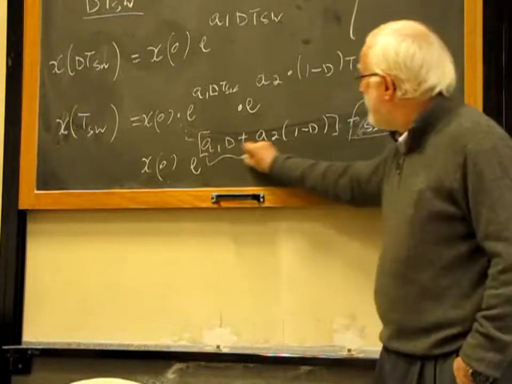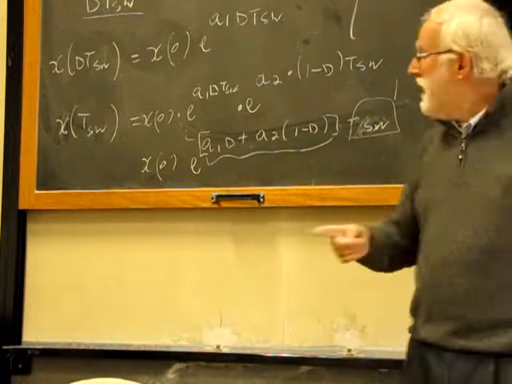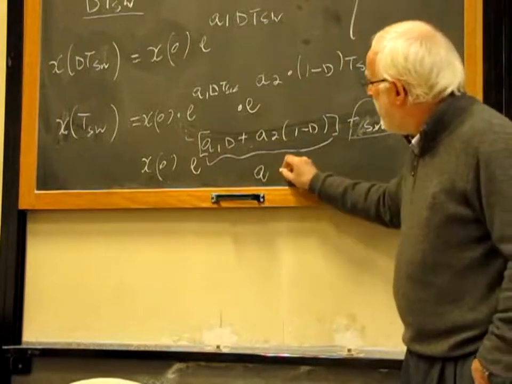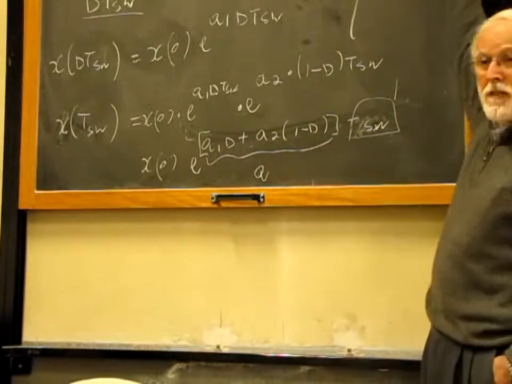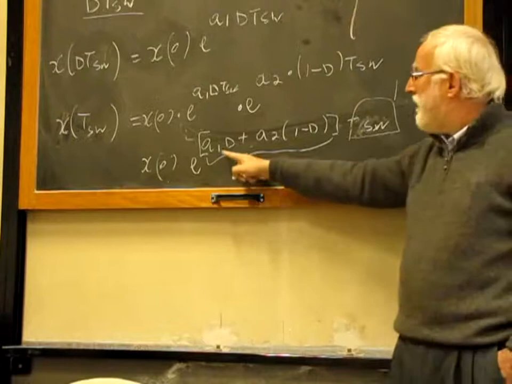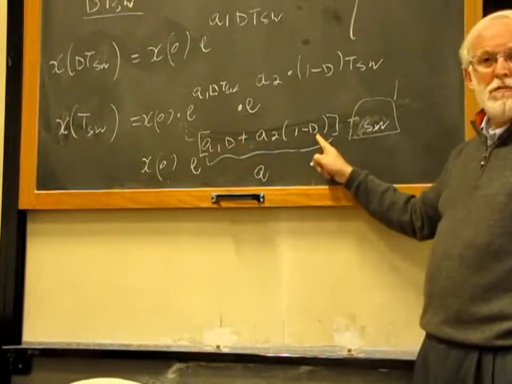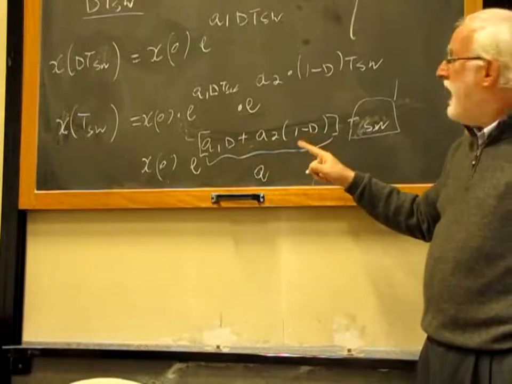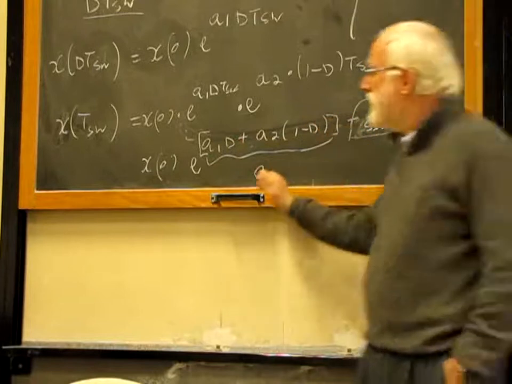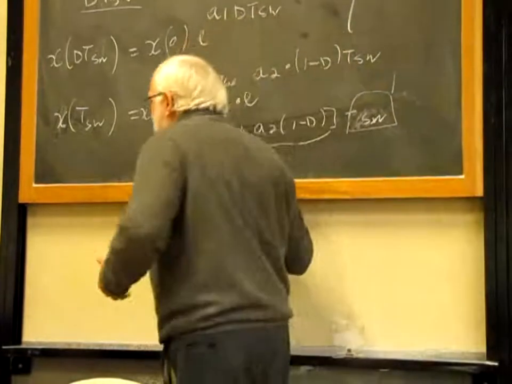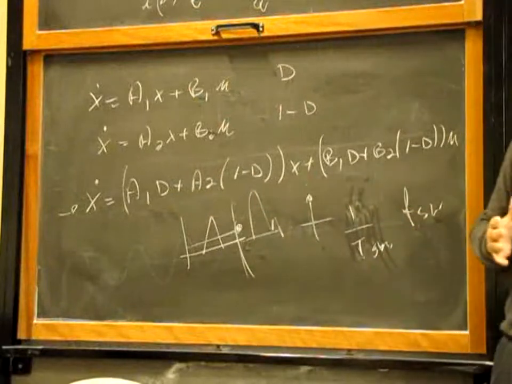This is just a time constant, the reciprocal of a time constant. This is just a new A average. And this A average is just A1 multiplied times D plus A2 multiplied by 1 minus D. And this is exactly what Professor Linearization did for the complicated problem. This is a complicated problem, but it's exactly the same.